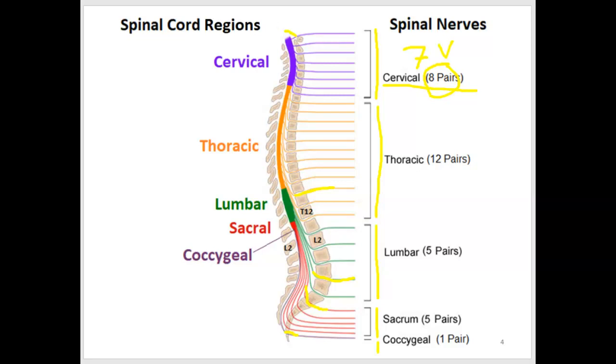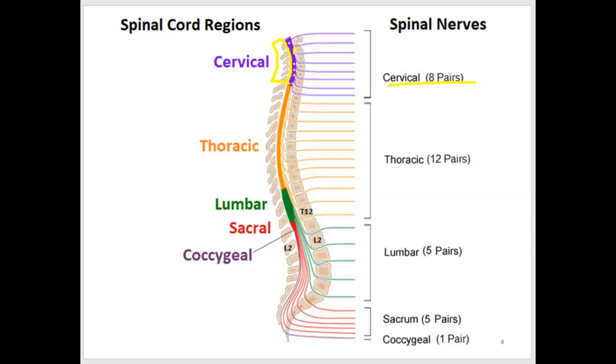Now let's look instead at regions of the spinal cord. For the most part, it matches up. So the cervical segment or region of the cord really does line up with 2, 3, 4, 5, 6, not quite. Yeah, 7 vertebrae. But it's based on where those nerve cell bodies are located. So the 8 spinal nerves originate in the cervical spine.